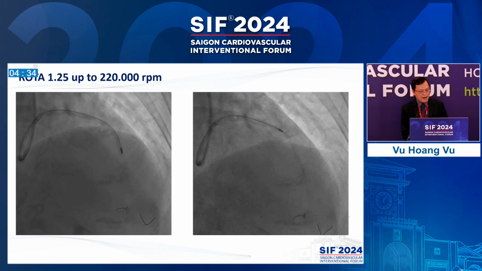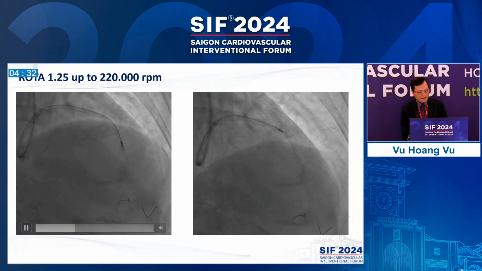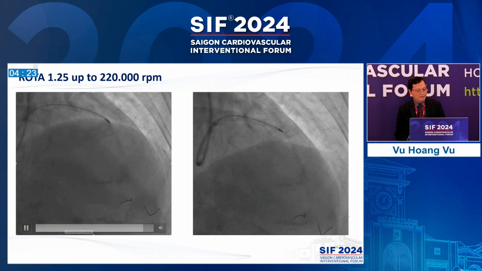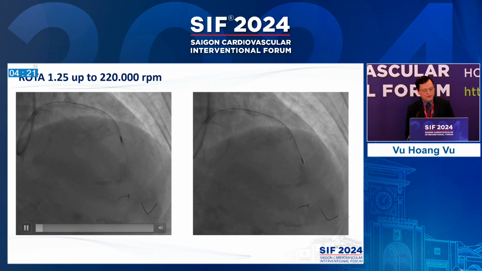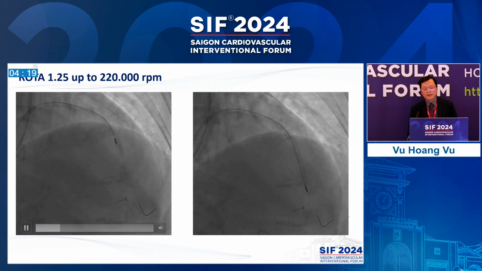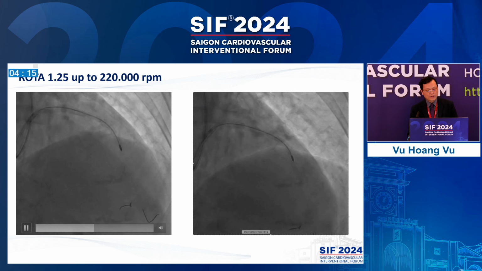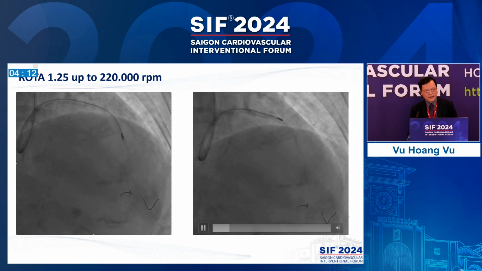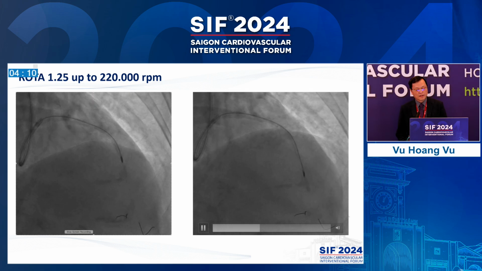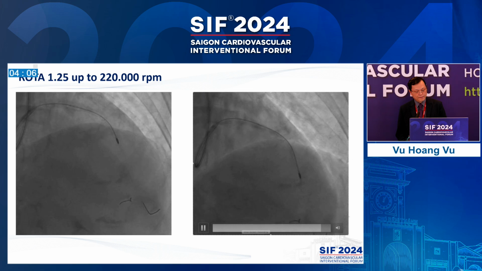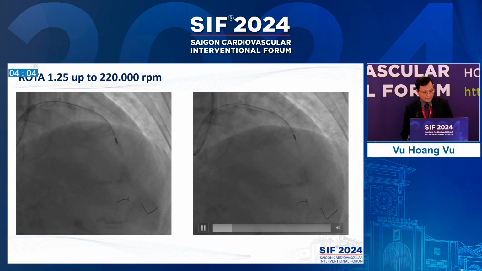And after that, we rewire again, and you see that the rota wire is here, the first rota wire here, and the second rota wire. We have to put it in again, and we do rota again. But at the beginning, we go with a speed of about 180,000 RPM, but the burr couldn't cross the region. So after that, we have to increase the speed to about 200,000 RPM, and after that, the burr crossed the region.